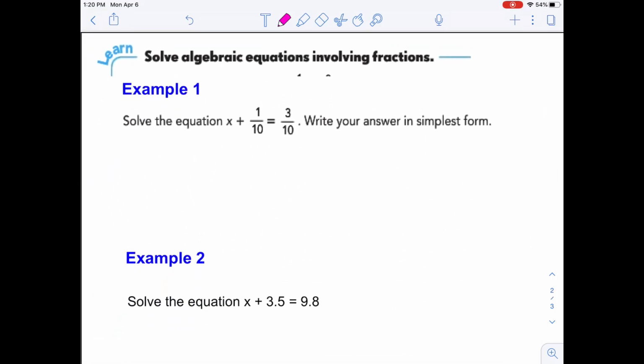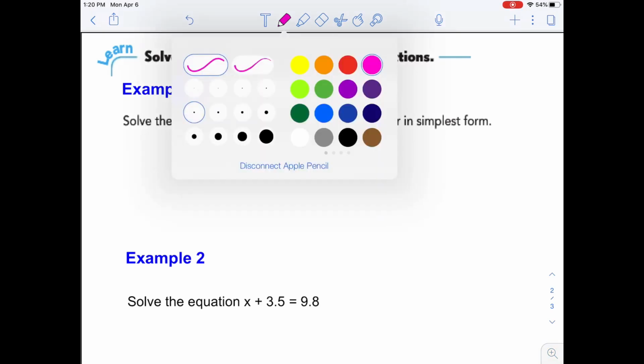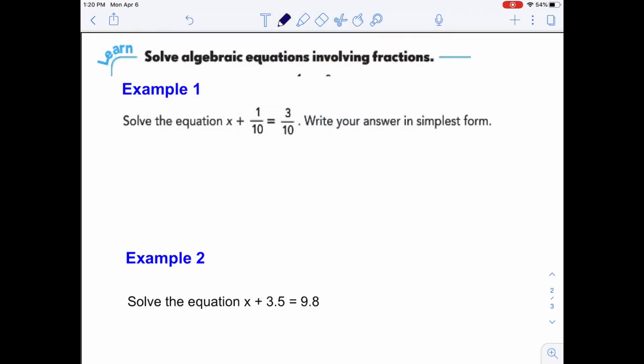If we take a look here, we're still looking at solving algebraic equations. However, now some of the problems might involve fractions or decimals. So I'm going to walk you through what to do here with those fractions and decimals. Honestly, it's going to be the same steps as we did in the previous example. You just have some different types of numbers that you're working with. Okay, so let's take a look at example 1.